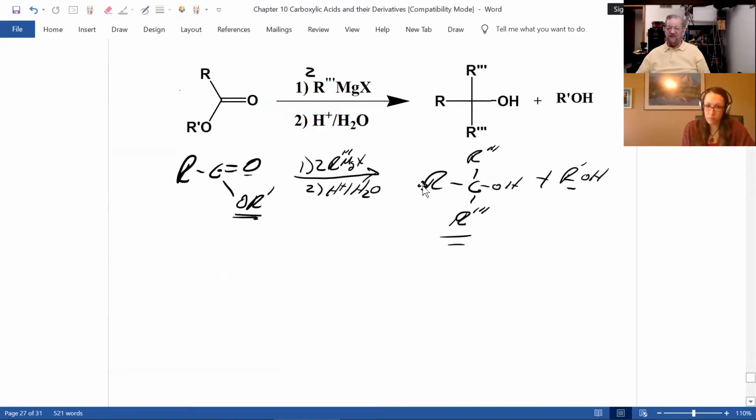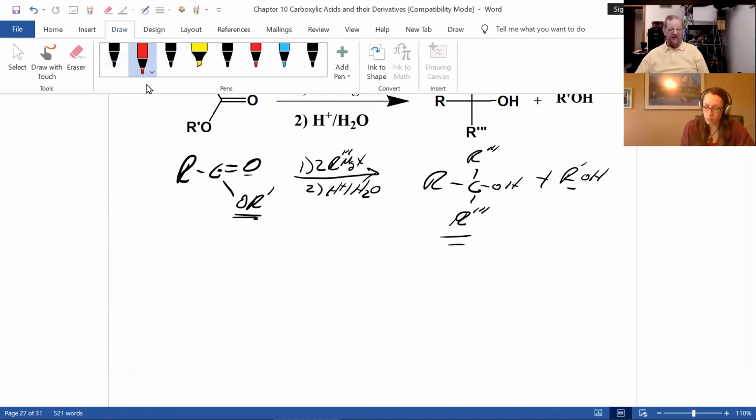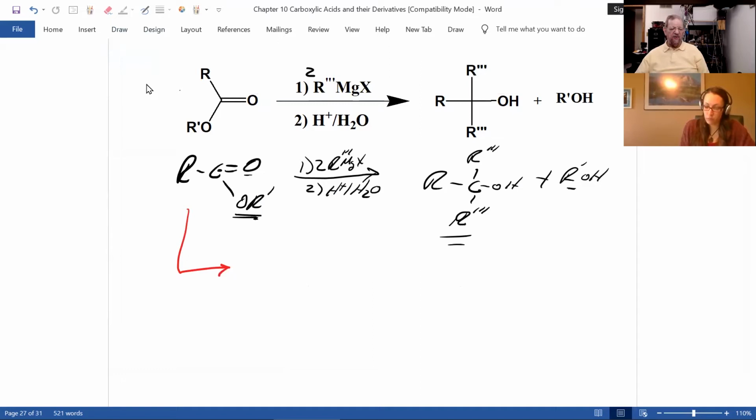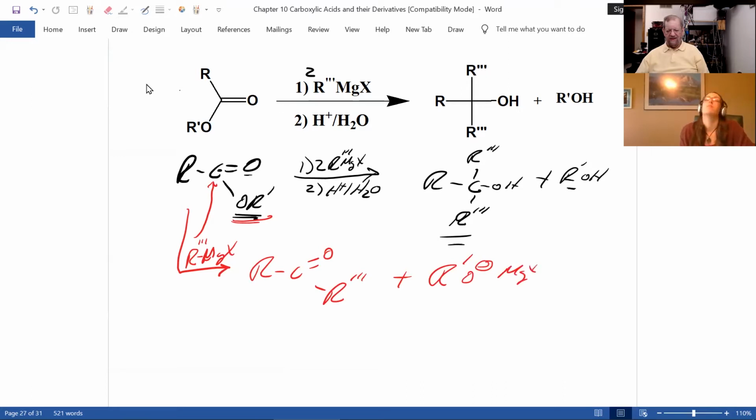Now, how does this happen? Dr. White's going to have some fun with a mechanism. What I'm going to write, you do not have to copy down, but this might help you understand what's going on. I'm going to do it in red. A Grignard will attack this and kicks this out. So what you get is these 2 compounds. Now this is a ketone.